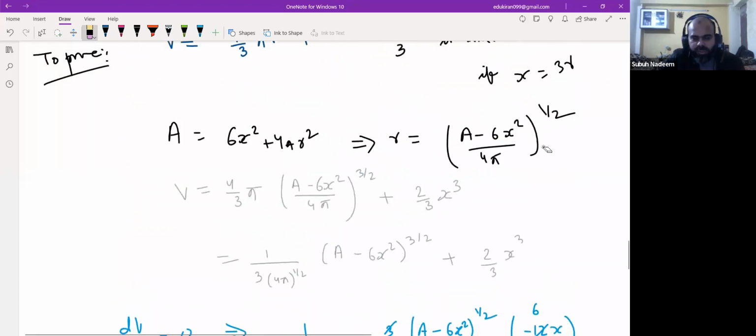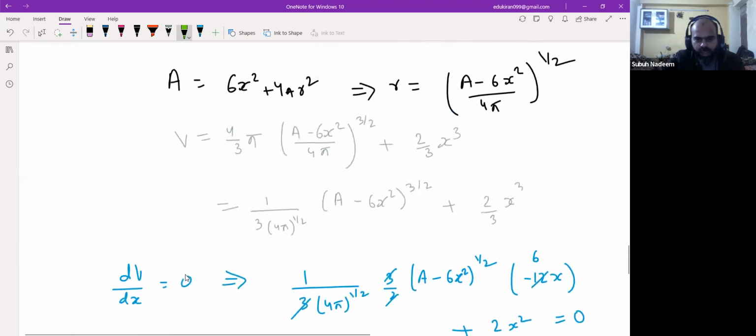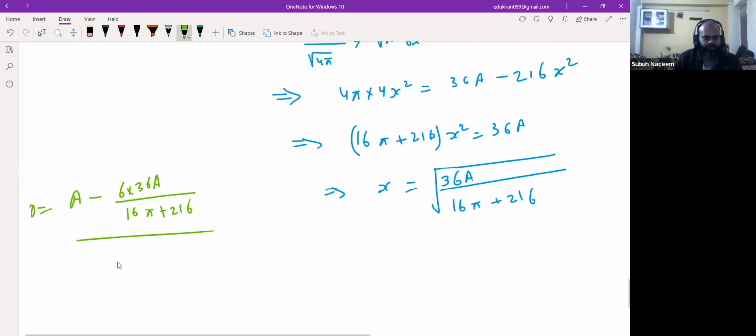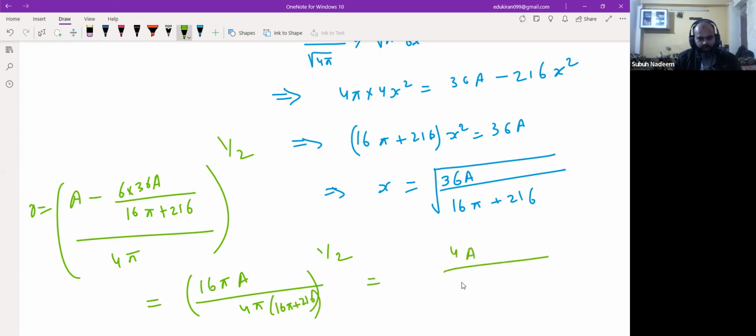Now, if you find out r, it is this: a minus 6x square by 4 pi under root. So r is equal to a minus 6x square, so 6 into 36a by 16 pi plus 216. Are you following? By 4 pi under root. A little lengthy question, is it? So this would become 16 pi a minus 6 into 36, which is again 216. That will get cancelled on 4 pi under root into 16 pi plus 216. So this will become 4a by 16 pi plus 216 square root.